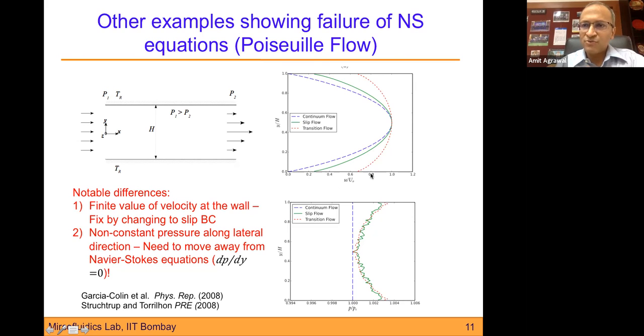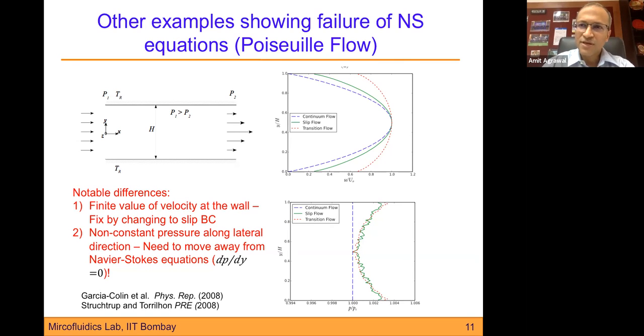This is not surprising, but once you look at the pressure distribution, pressure as a function of y, the Navier-Stokes equations tell us that dp/dy should be equal to 0, which means pressure should be constant in the y direction. Whereas what you get from DSMC and other calculations is that there is a variation of pressure with respect to y. So this again clearly indicates that the Navier-Stokes equations are not adequate for such scenarios.